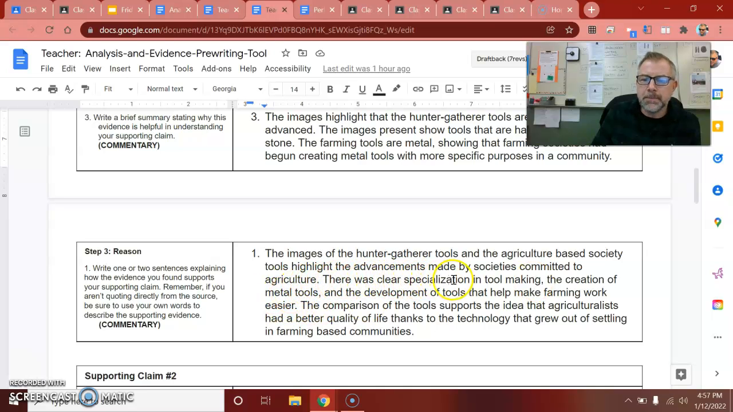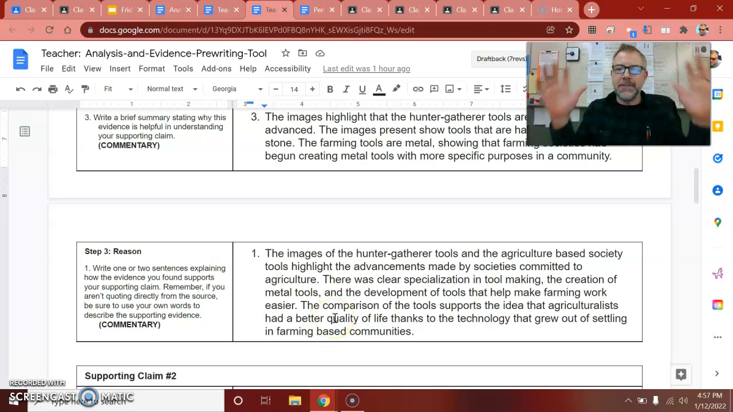There was a clear specialization in tool making, the creation of metal tools, and the development of tools that make farming work easier. So this is really my drafting of my commentary that I can develop in my supporting paragraph 1 of my essay. The comparison of the tools supports the idea that agriculturalists had a better quality of life thanks to the technology that grew out of settling and farming-based communities. I have my little wrap-up here.